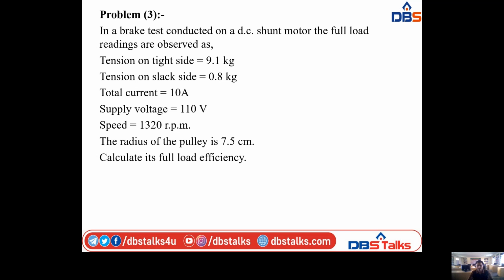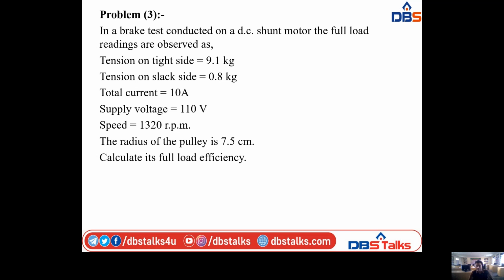And coming to the last one, that is the fifth one. Here they given that the following results were obtained during Hopkinson's test on two similar machines. They given that the armature currents are 37 and 30 amperes and field currents 0.85 amperes and 0.8 amperes, and finally calculate the efficiencies of machines if each has armature resistance of 0.33 ohms.